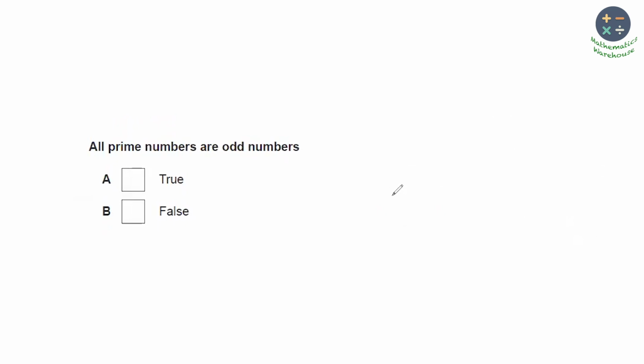Next question, true or false? All prime numbers are odd numbers. Of course, this is false, because we have 2, and 2 is the only even prime number.